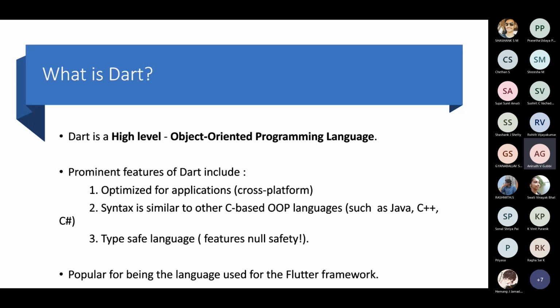Now, what makes Dart so special? We have other high-level programming languages which are easier. We have Java, we have C Sharp, we have C++, so many things. But what makes Dart so significant is that, first of all, it is optimized for applications, for web applications, for making apps, and so on. And these apps are also cross-platform.